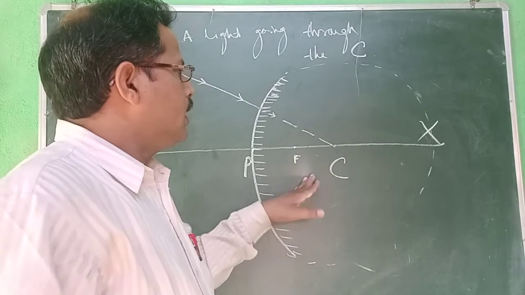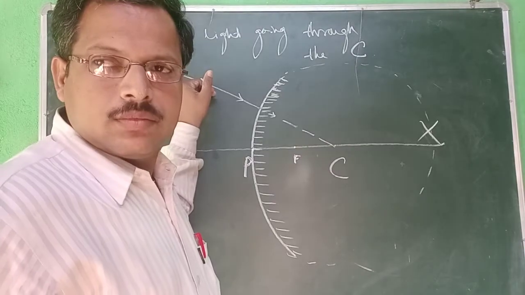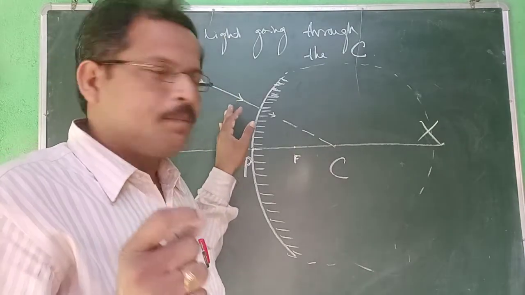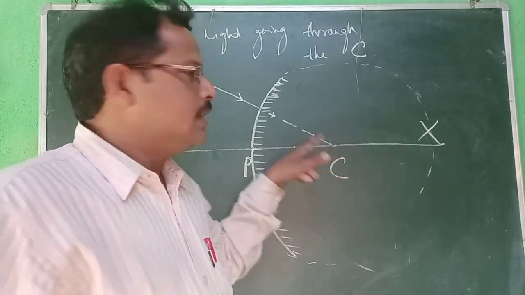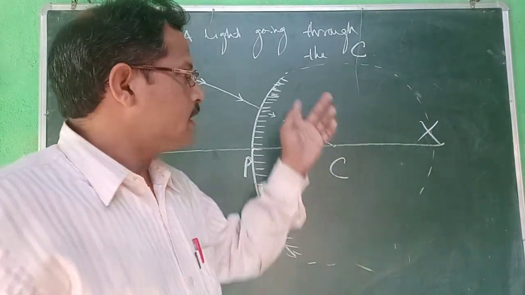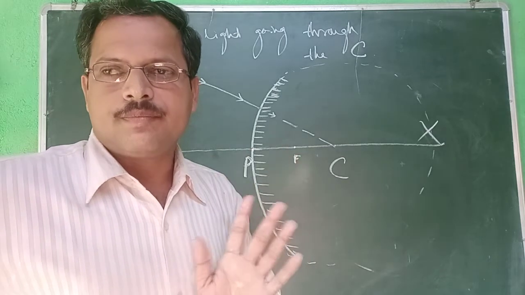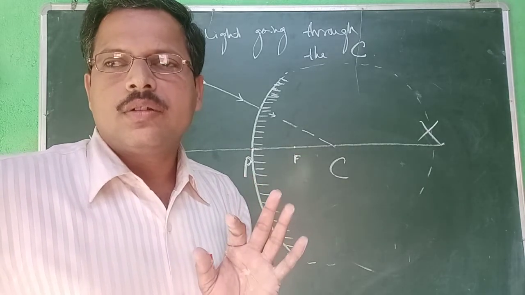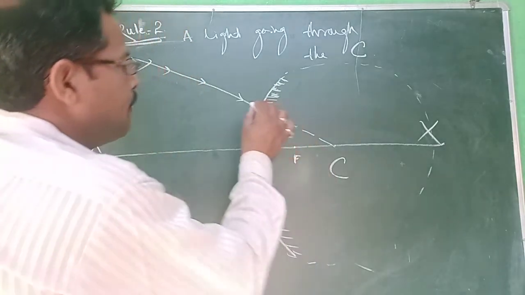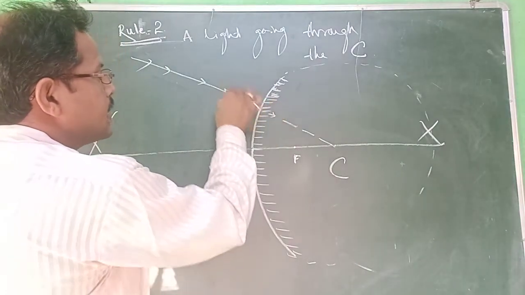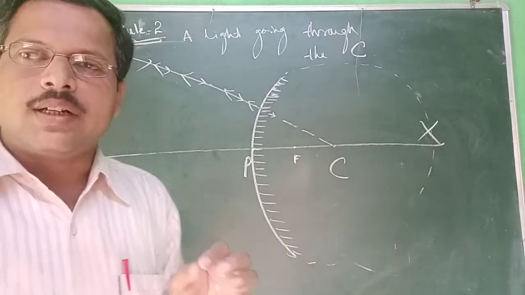So here, when a ray comes in such a way that it will hit the center of curvature, then there must be a reflection, because it is falling on the reflecting part of a convex mirror. What will be the reflection, or in which way will the reflected ray go? The reflected ray will also follow the same path from where it has come.